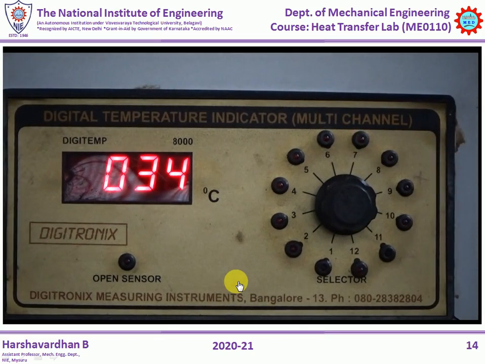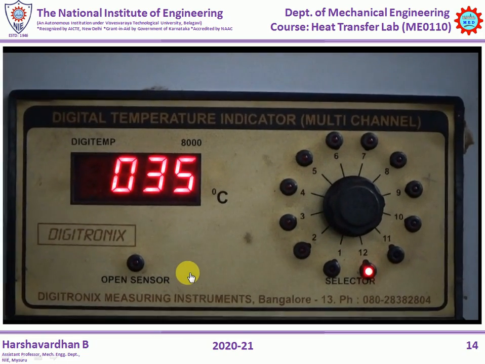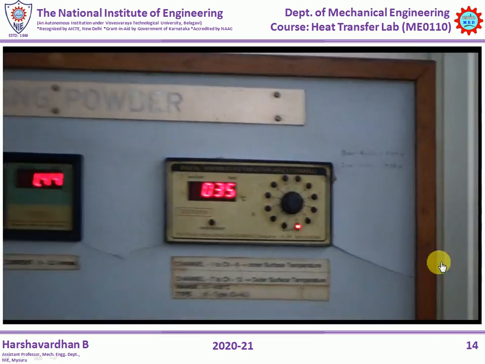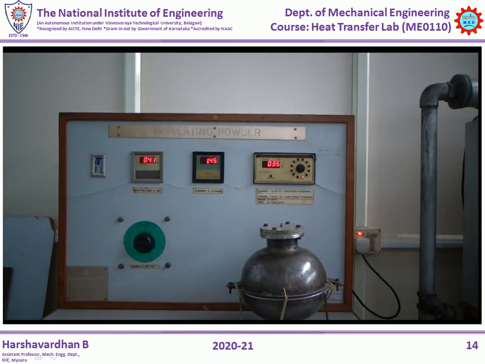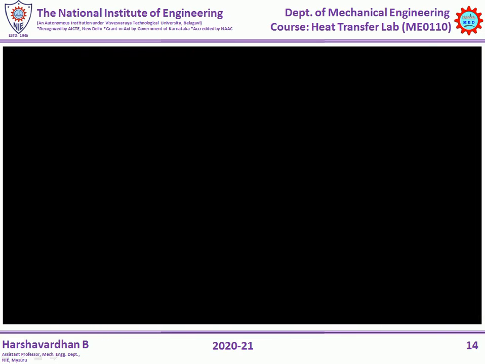Then T7 is around 34, T8 is also around 34, T9 is 27, T10 is 35, T11 is 33, T12 is 35. So approximately the outer sphere is at a temperature of 34 degrees centigrade. Okay, so we will wait for a few more minutes for the system to attain the steady state.